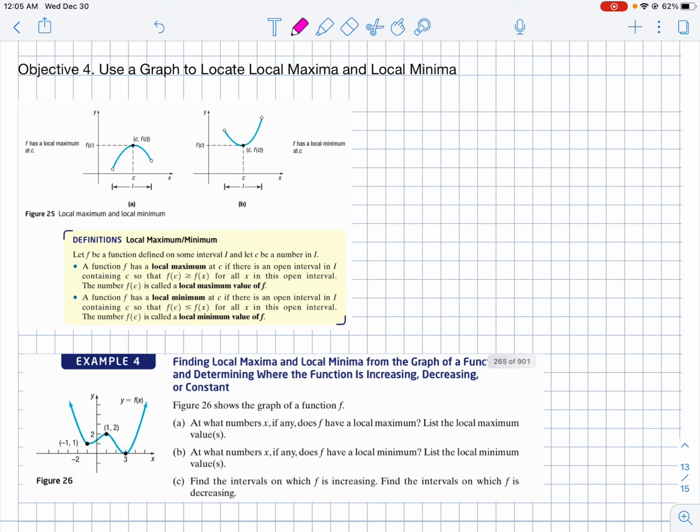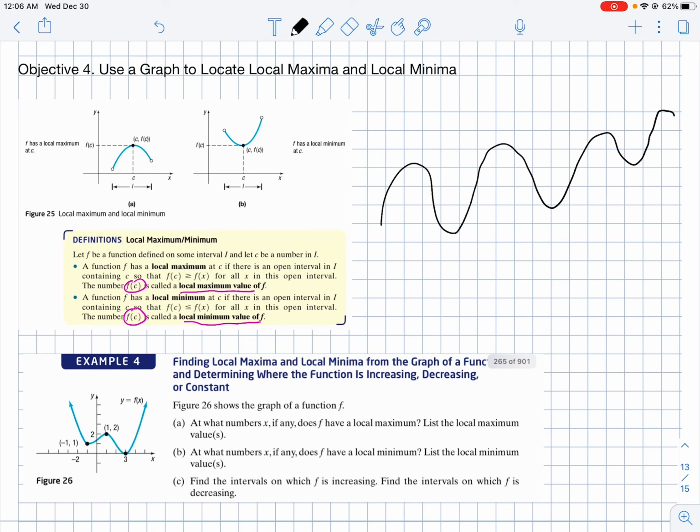If you plug in the C into the function, you get the output f of C. That f of C is always lower than the other outputs. You say f of C is the local minimum value of f. When you're talking about the local minimum value or the local maximum value, they are talking about the output. f of C means the output. The idea is very simple.